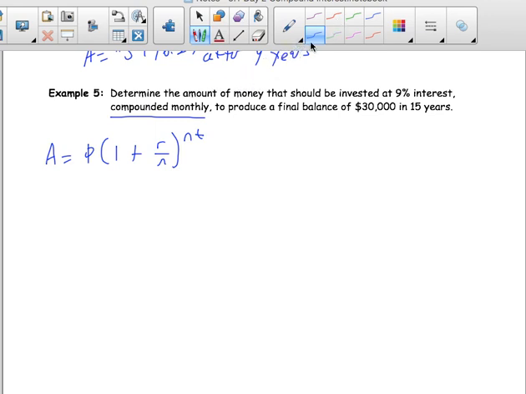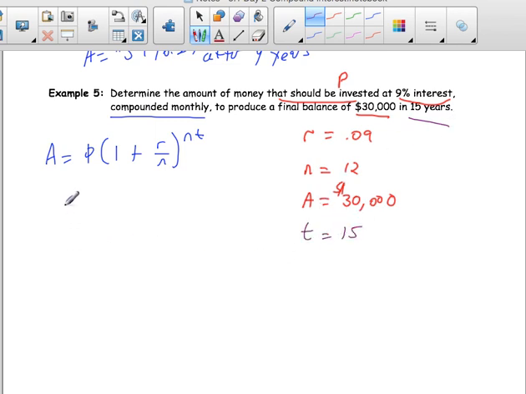So we want to know the amount of money that should be invested. So we want to find P at 9% interest compounded monthly. So that means R is equal to 0.09. Remember, you always have to express the interest rate as a decimal. If something's compounded monthly, that means it's compounded 12 times per year. So N is 12. To produce a final balance of $30,000, that means A is equal to 30,000. And it says in 15 years right here. So that means that T is going to be 15.